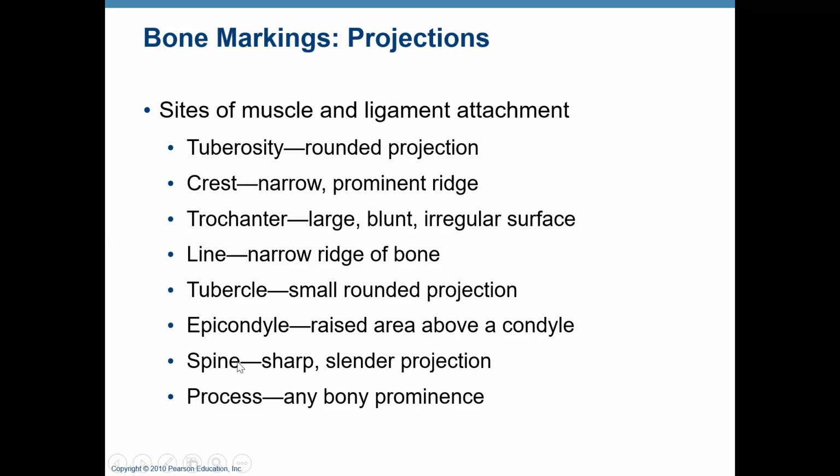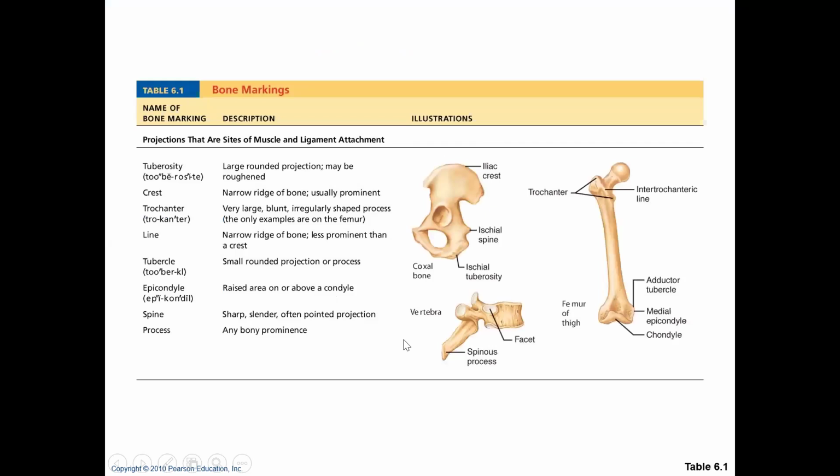Some bones, like in the vertebrae, in some areas there, will have a process, an extension. In other words, a process is an extension of the bone. And then if it's nice and narrow, it would look sharp. So they refer to that as a spine. All right, so let's give you some examples here.